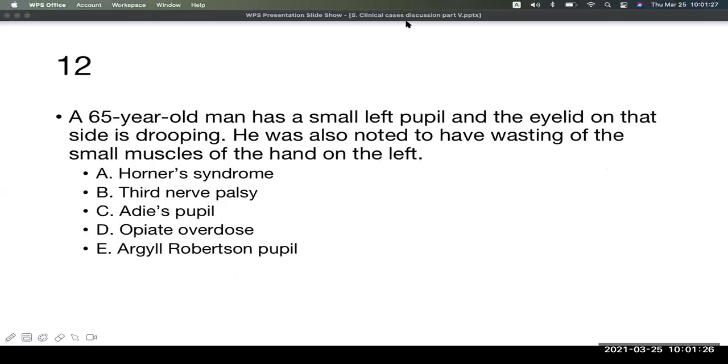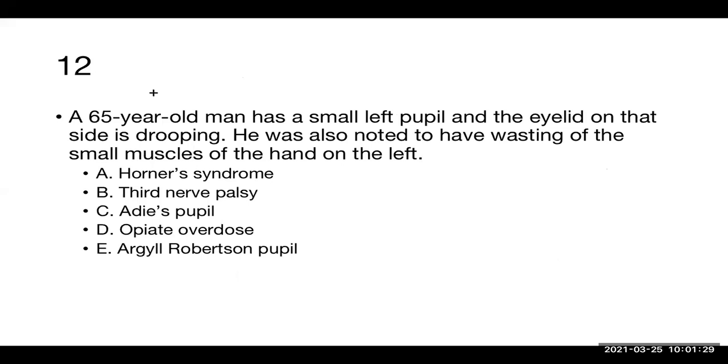Now, let's move on. Let's go to number 12. A 65-year-old male has a small left pupil and the eyelid on that side is drooping. A small left-sided pupil is known as miosis. A small pupil is miosis, and the eyelid on that side is drooping. What do we call that drooping upper eyelid? Ptosis. Exactly, the medical term is ptosis.